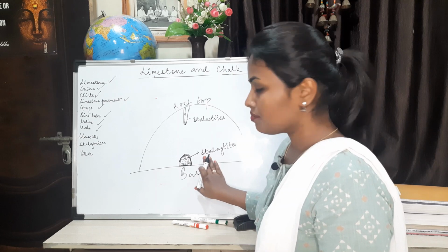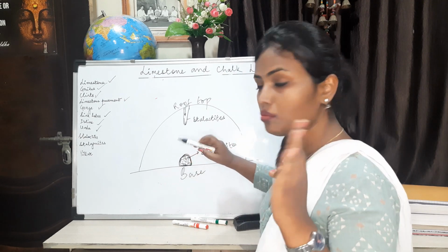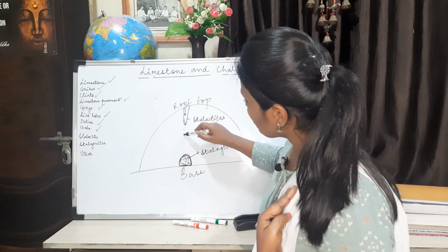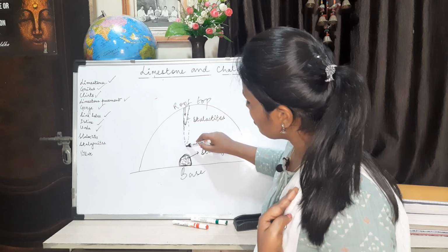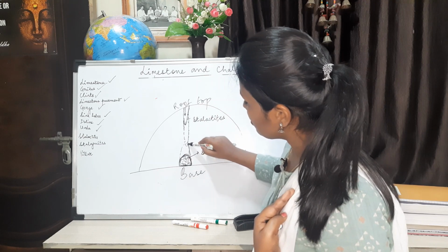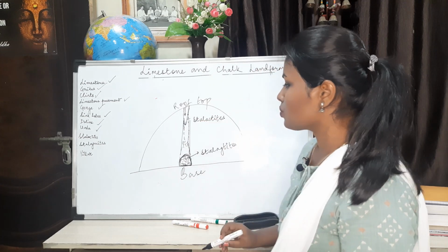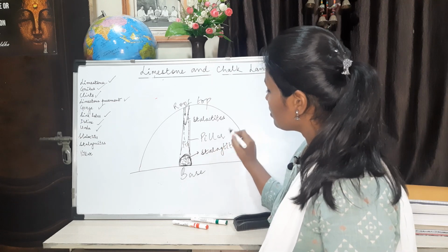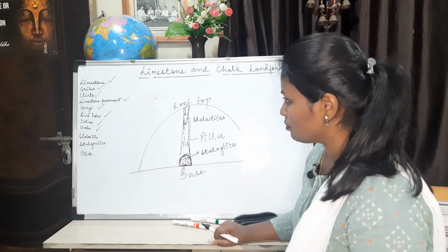What happens is that when these stalactites grow longer in the vertical direction downwards, at a point they tend to meet and form a pillar. This way a pillar is formed, and literally it is called a pillar. So this is what we have covered by now.